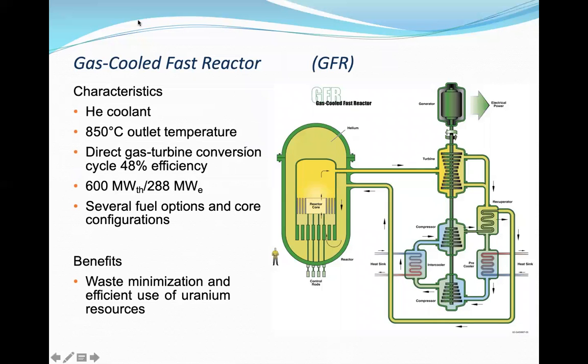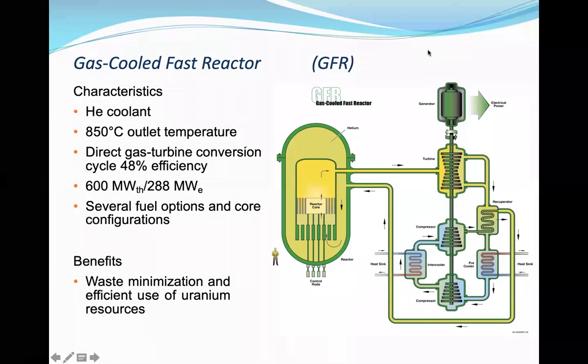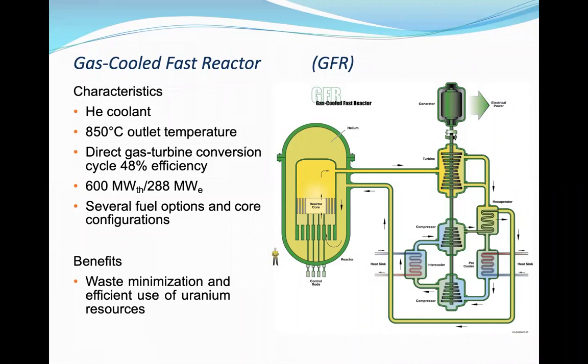Next, let's see the gas cooled fast reactor. In this gas cooled reactor, we are using helium as a coolant. Here the output temperature of the coolant is 850 degrees. We are using a direct gas turbine conversion cycle with around 48% efficiency, producing 600 MW. Several fuel options and core configurations are an extra advantage for this gas cooled reactor. The benefit of this system is waste minimization and efficient use of uranium as a resource.